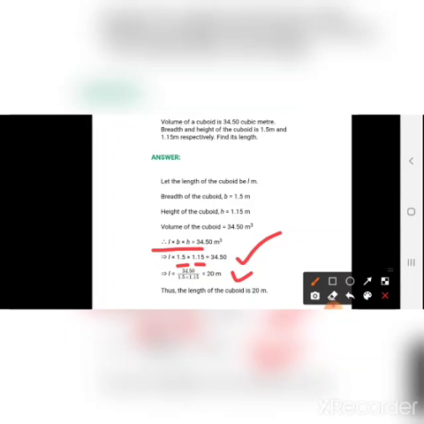This way also, in all there are 4 quantities: L, B, H and volume. Out of these, if 3 are known, the fourth one we can find.